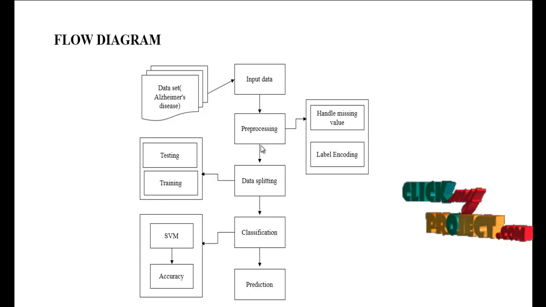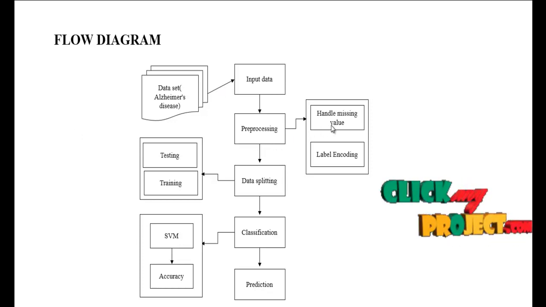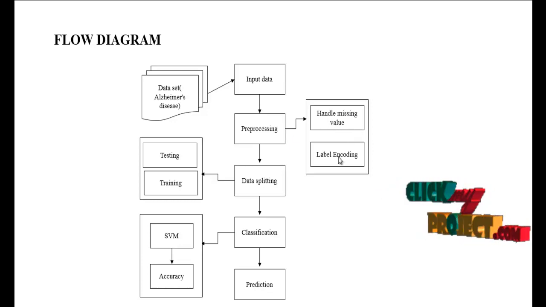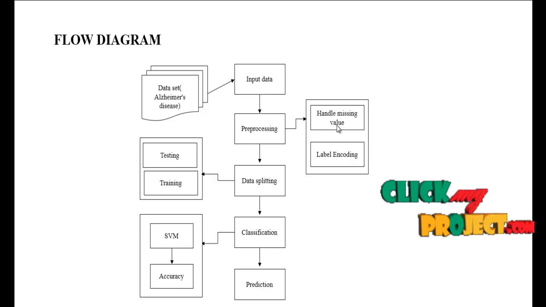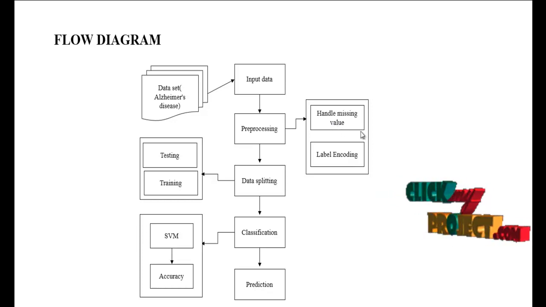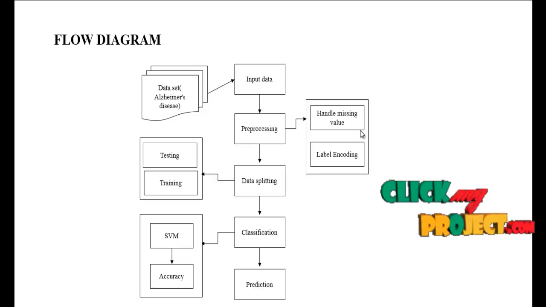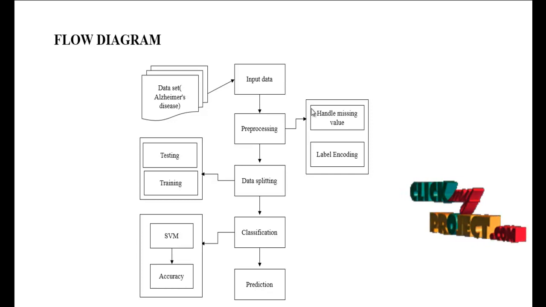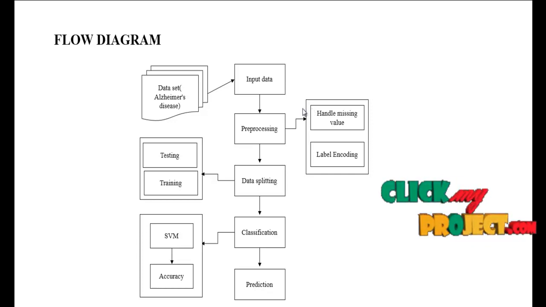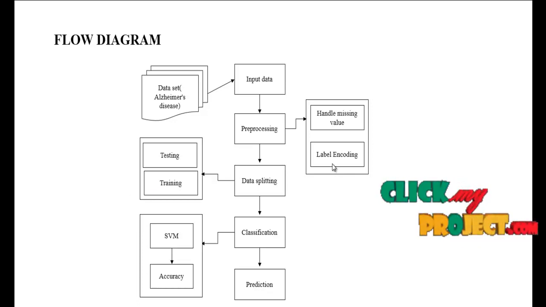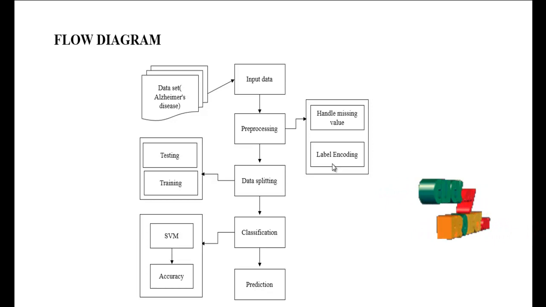In this step, we have to use two techniques, that is handling missing values and label encoding. Handling missing values means if any missing values are present in our input data, we have to replace the missing values by zeros or null values. After that, we have to use label encoding, that is to encode the columns into numeric values.